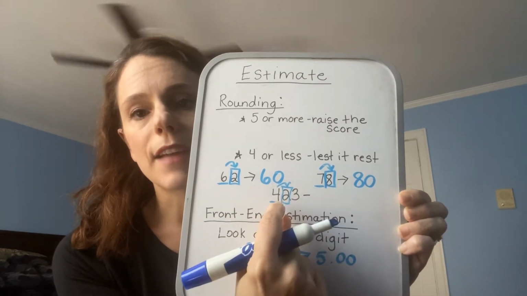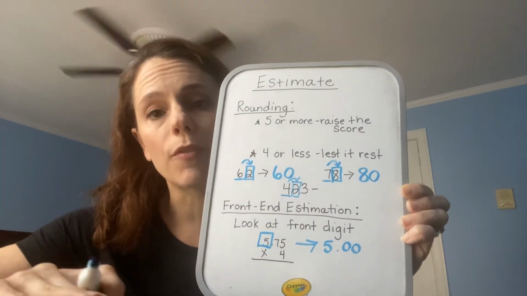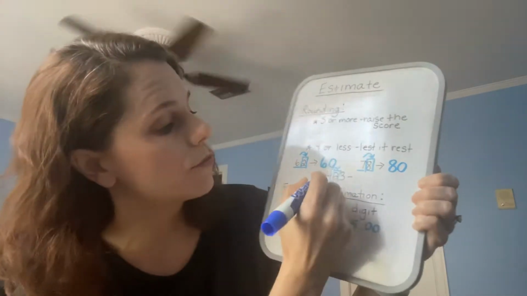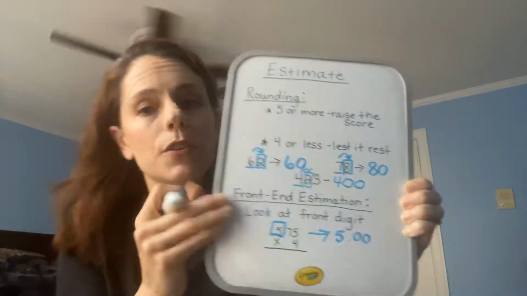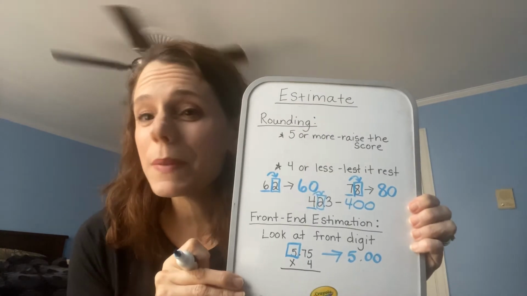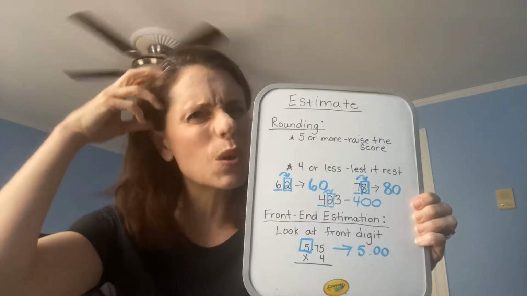423. Is that 4 going to go up to a 5, or is it going to stay a 4 when there's a 2 next to it? You let it rest. So 423 rounds to 400. Okay, the other type of estimating they're doing, it's actually a little bit easier. We haven't talked about it before. You'll talk about it next year, so I'm kind of glad we're talking about this right now.